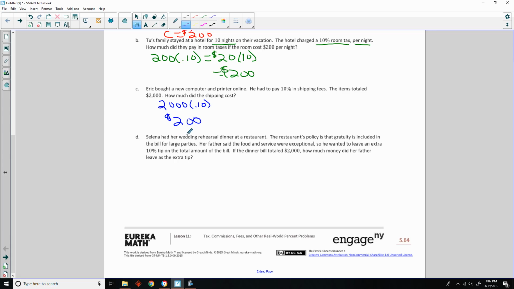D. Selena had her wedding rehearsal dinner at a restaurant. The restaurant's policy is that gratuity is included in the bill for large parties. Restaurants do this regularly. Her father said the food and service were exceptional, so he wanted to leave an extra 10%. So he didn't want to just give them what they charged automatically for a large group. He wanted to pay 10% more than that on top of the total amount of the bill. If the dinner bill totaled $2,000, how much did her father leave as the extra tip? Well, again, that's $2,000 times 10%, and that equals $200 for the extra tip.